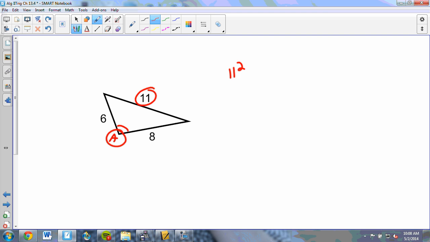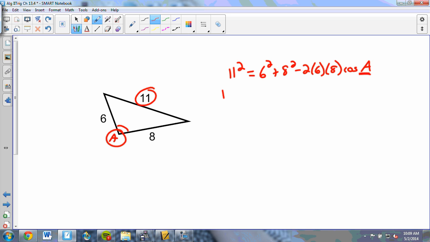I have 11 squared equals 6 squared plus 8 squared minus 2 times 6 times 8 times the cosine of A. Is everybody okay with how I set this up? I just plugged in A's and B's and C's, and I'm trying to find this angle A now.